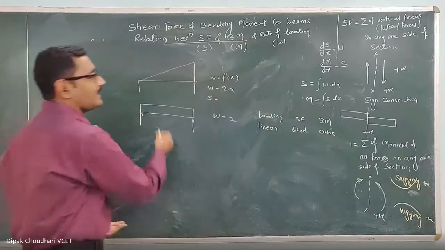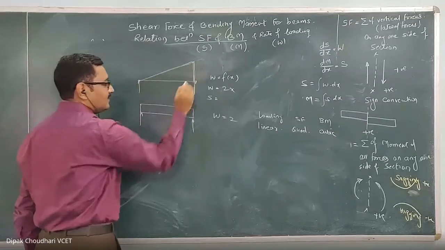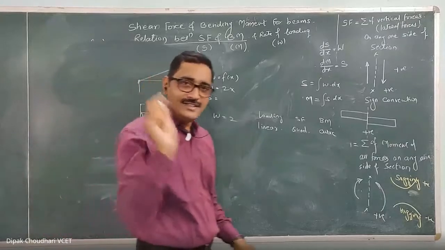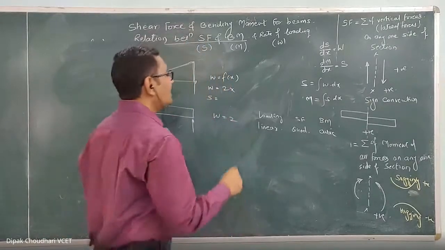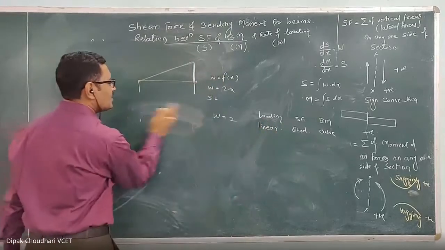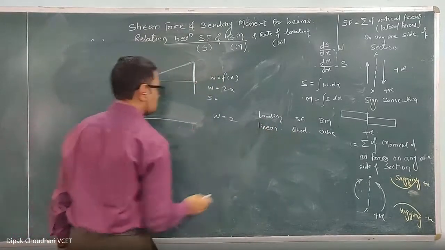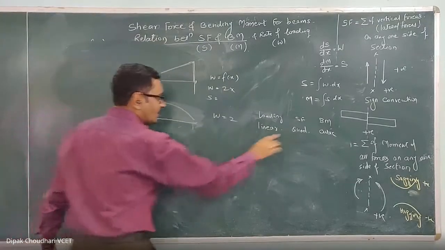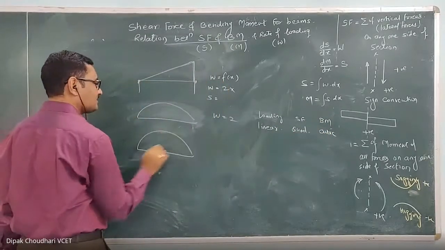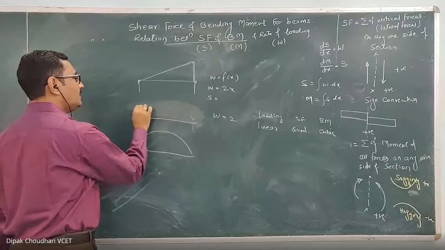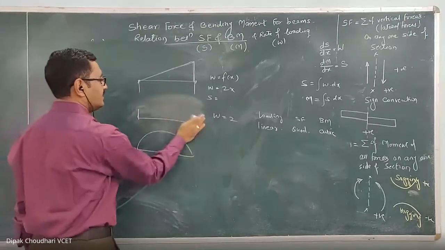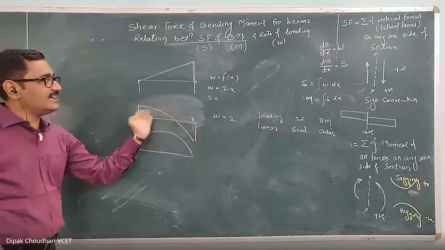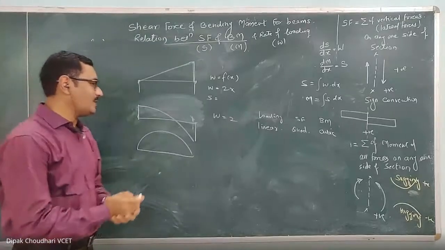From this we can conclude that when the load varies linearly, which happens in UVL, the nature of the shear force is a quadratic equation, which means it is a parabolic variation, and the bending moment is a cubic variation. Actually, this will be exactly like this. I will explain this later, how it comes out this way. Don't worry about this.